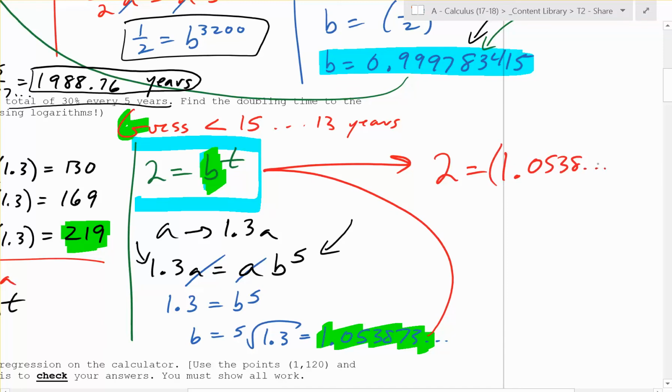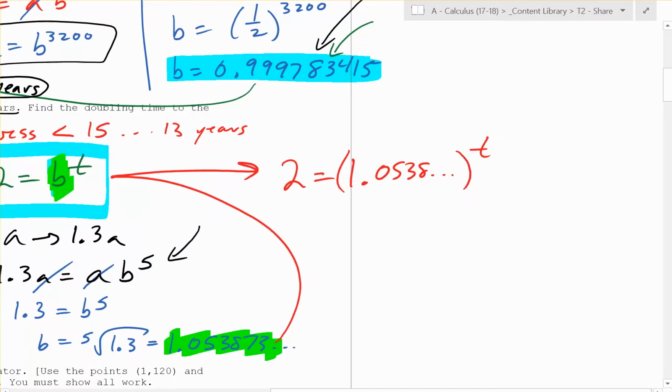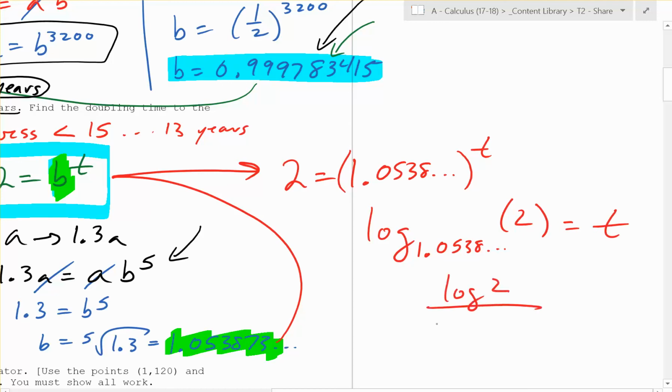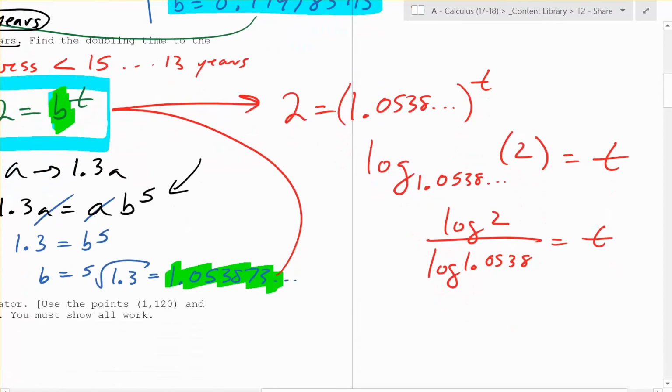1.0538 to the T. So we need to solve for T. That's an exponential form, so now it's log base 1.0538, which we've stored, of 2 equals T. And that's the same thing as log 2 over log of 1.0538 equals T. And when you use your calculator, you end up with T is equal to 13.21.